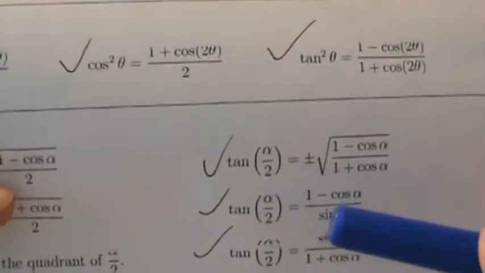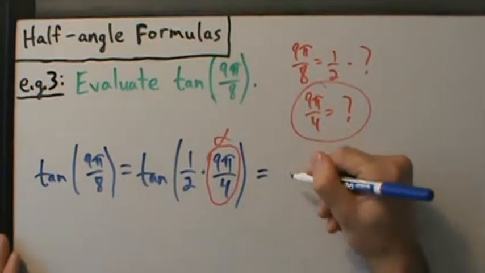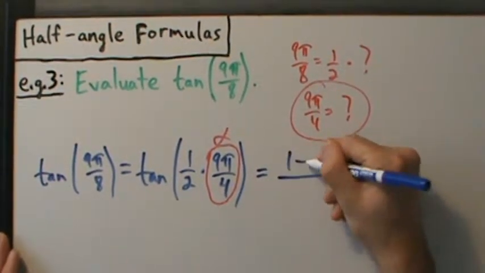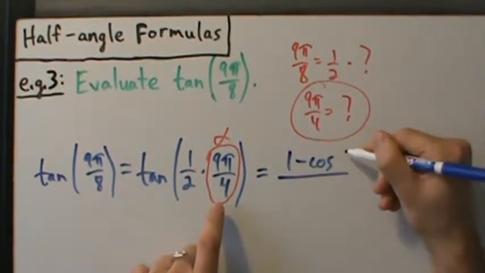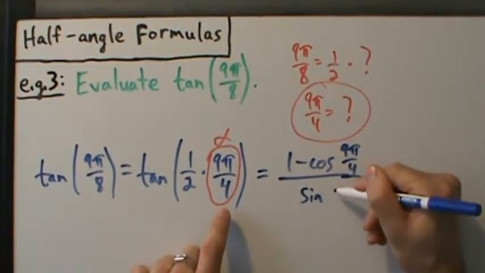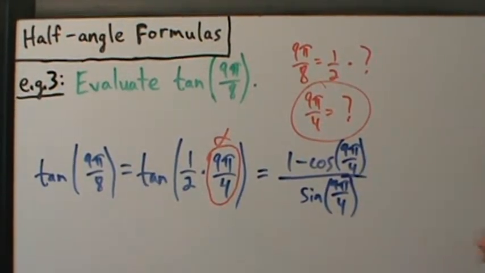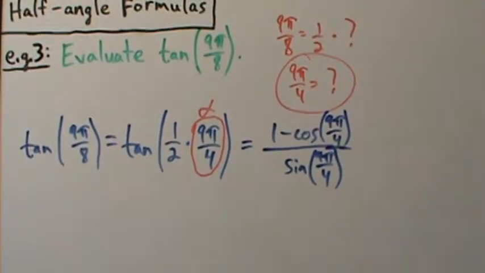So tangent of alpha over 2 is 1 minus cosine alpha divided by sine alpha. So this is going to be 1 minus cosine of alpha, and remember alpha is 9 pi over 4, divided by the sine of alpha, which is sine of 9 pi over 4. Okay? So now we just have to know the unit circle and some properties of trig.